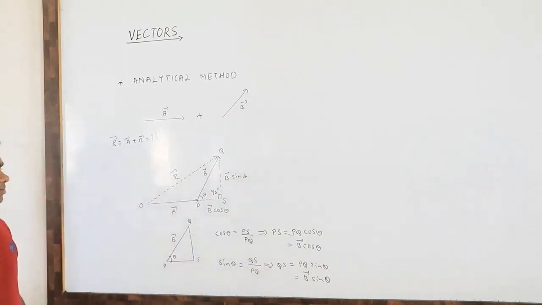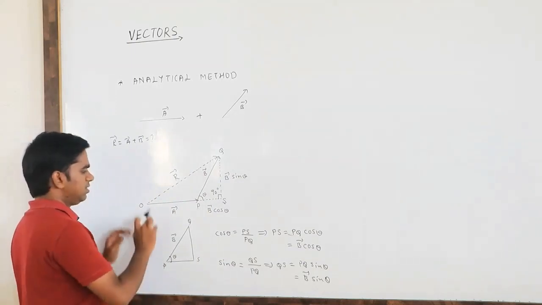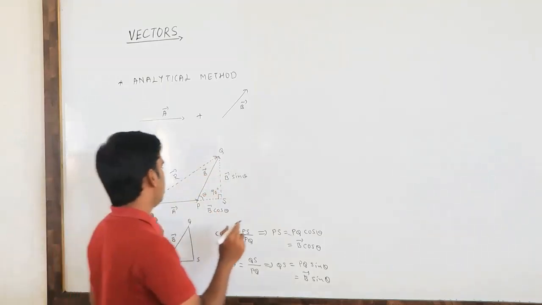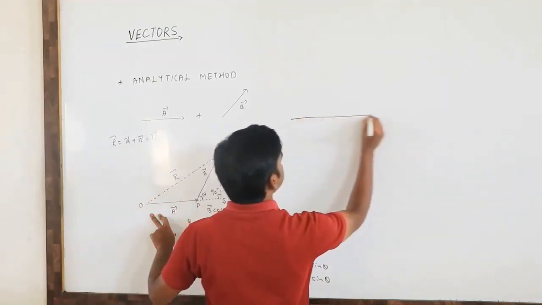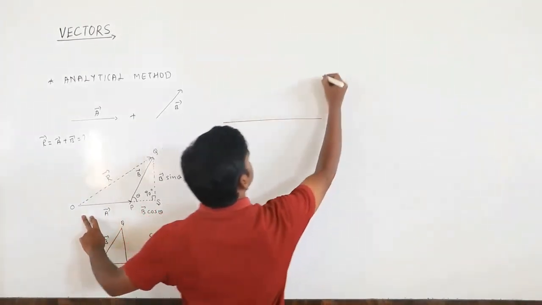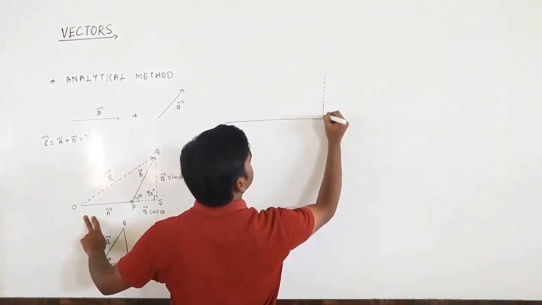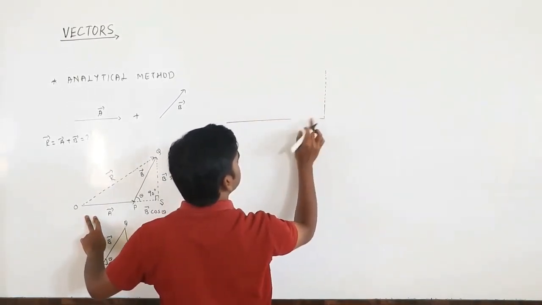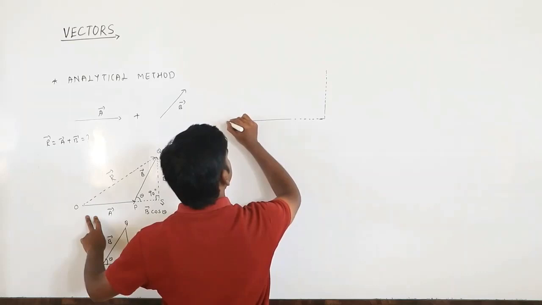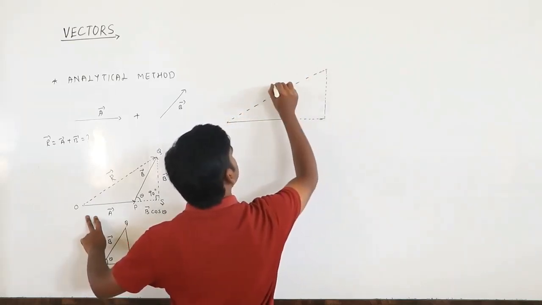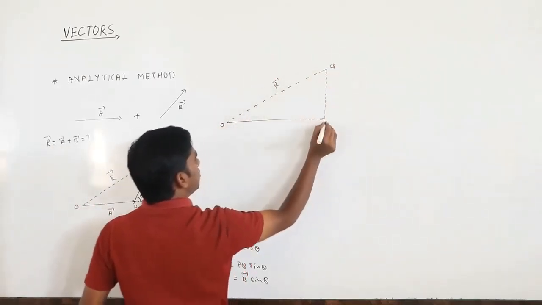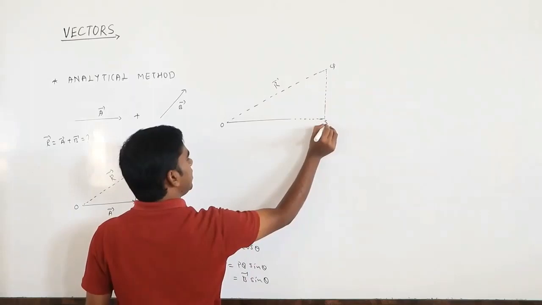Now I will consider this whole triangle. So this is the whole triangle. We have done this one, and from here some dotted lines are there. So this is your resultant, vector R. This is O, this is Q.